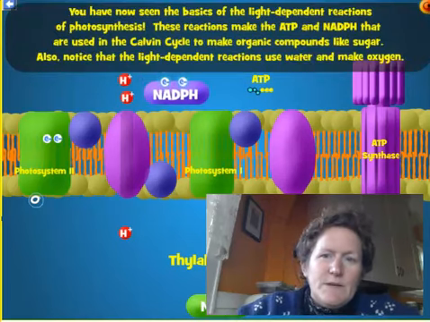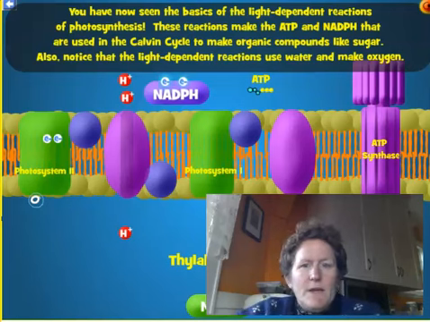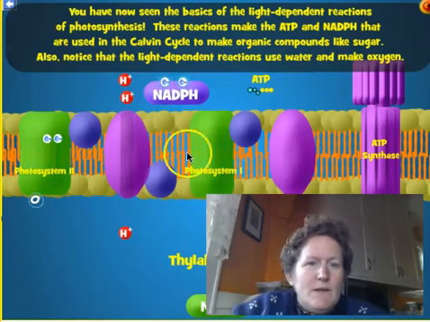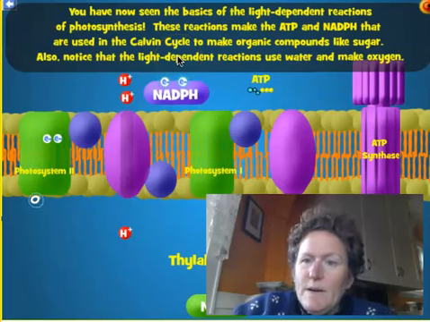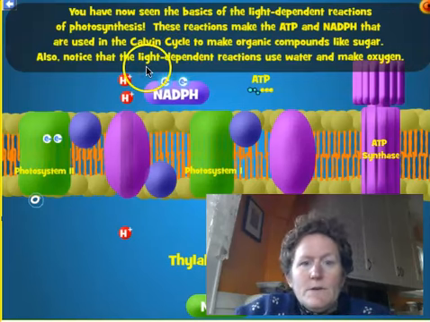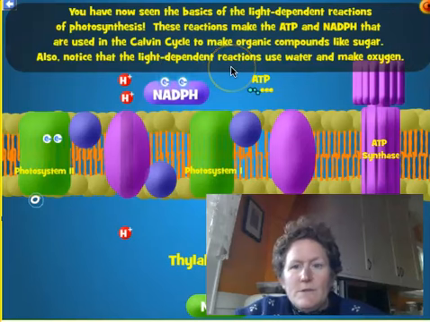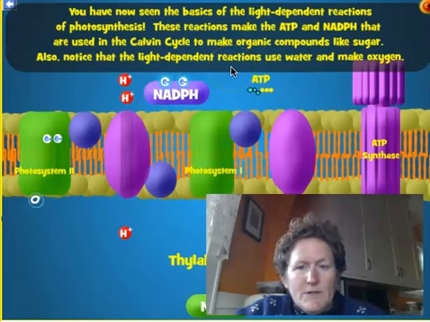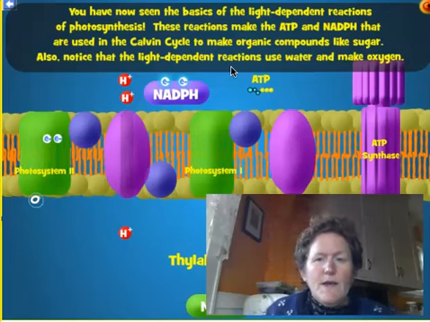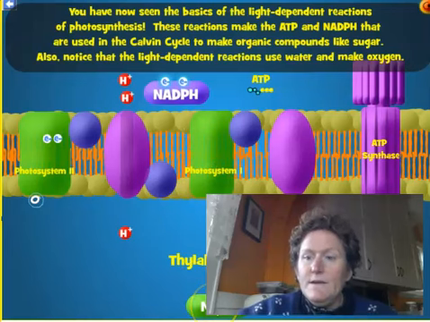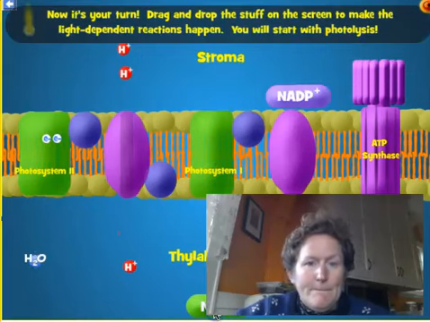So we've seen the basics of light-dependent reactions. These reactions make the ATP and NADPH that are used later in the Calvin cycle to make organic compounds like glucose. Also, notice that the light-dependent reactions use water and make oxygen. So water is very important to plants. They need to get it through the roots. They also need to take in CO2. And they need to have light to power the whole thing.